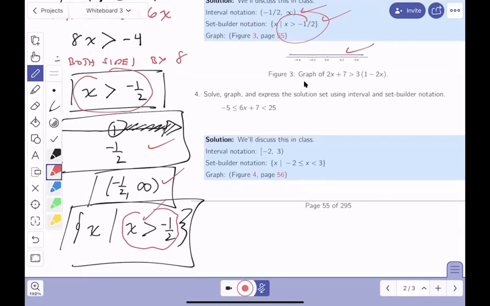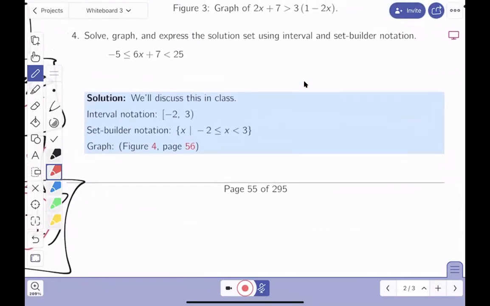All right, let's go to number 4. Number 4 was known as a double inequality. I'll write this down for you. Whoops.